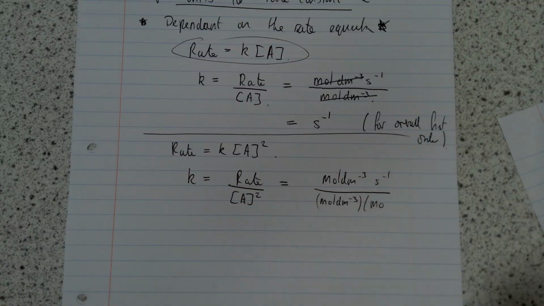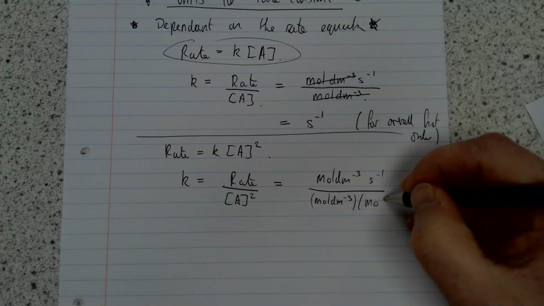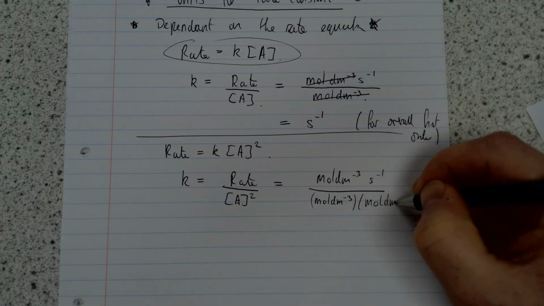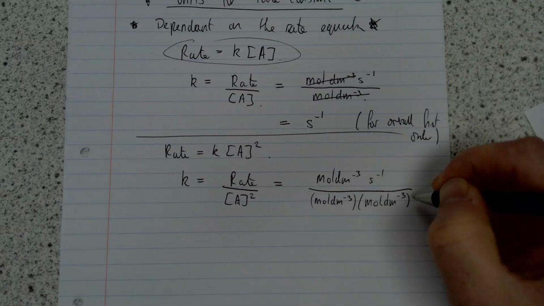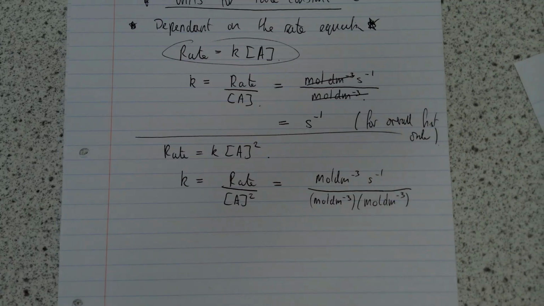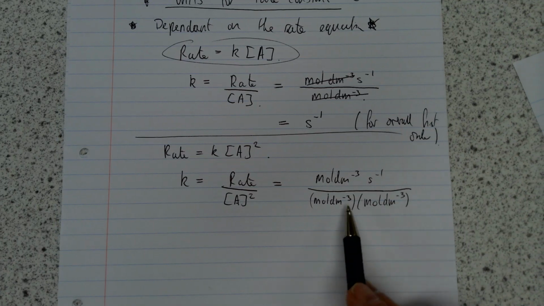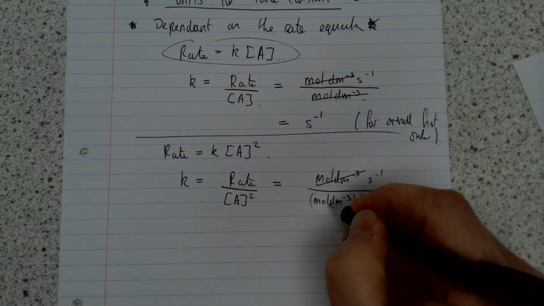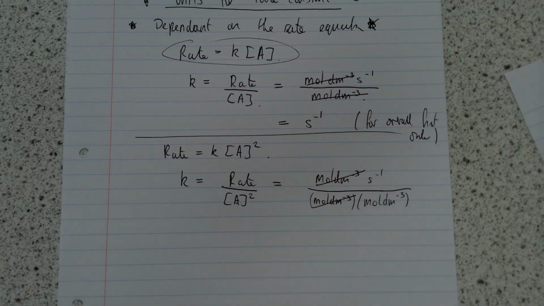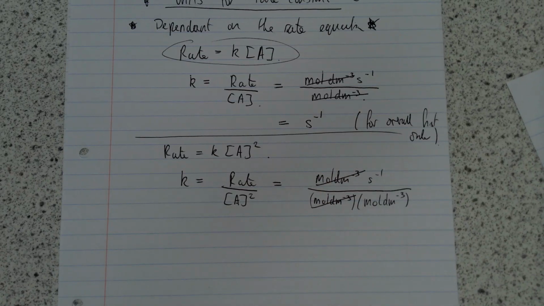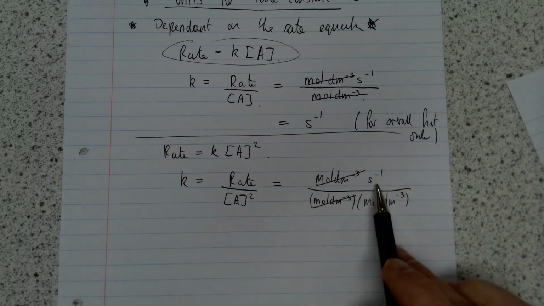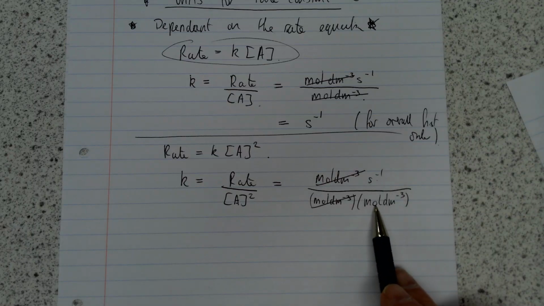You can either write moles per decimeter cubed squared, or you can write it out twice. You have to see what's going on here. For at least the first time you do this, I like to write it out twice. And if it's a fourth order reaction, you need to write it out 4 times. But you can only cancel out one of those. So moles per decimeter cubed cancels once at the top and the bottom, leaving you with seconds to the -1 over moles per decimeter cubed.